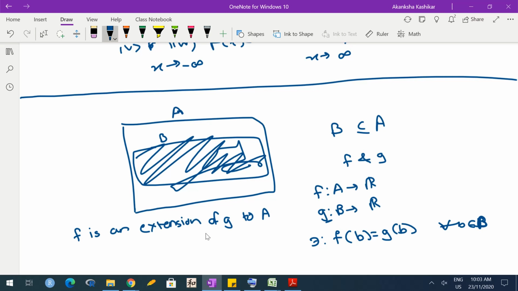Now you add a few more arguments and you define a new function, so it becomes an extension of g to A. And similarly, we can say g is a restriction of f to A. g is defined on a smaller set in such a way that f and g agree. So g is a restriction of f to A.